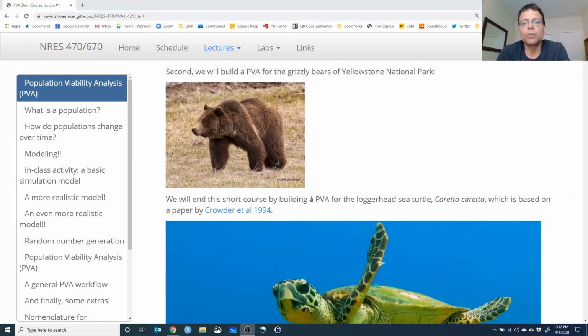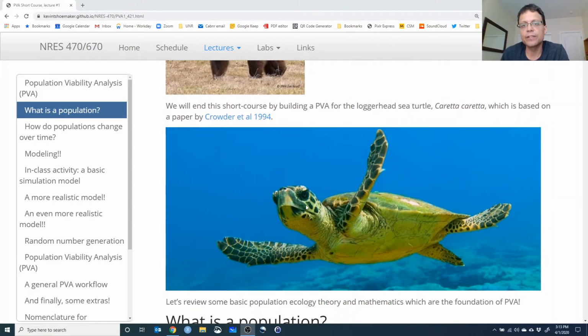And we will finish the short course by building another population viability analysis, this time for the loggerhead sea turtle, Caretta caretta. And that is based on a very well-known and highly influential paper by Crowder et al. in 1994, which we will provide on Web Campus.